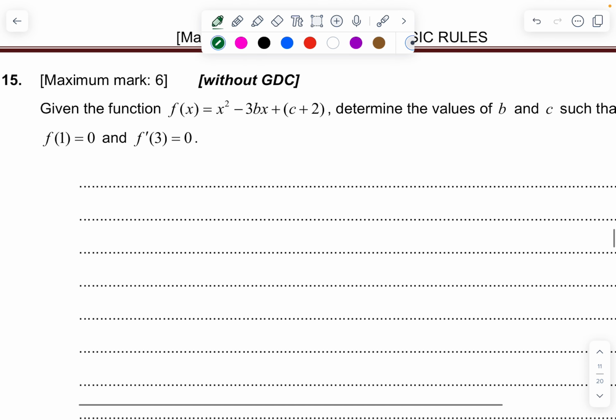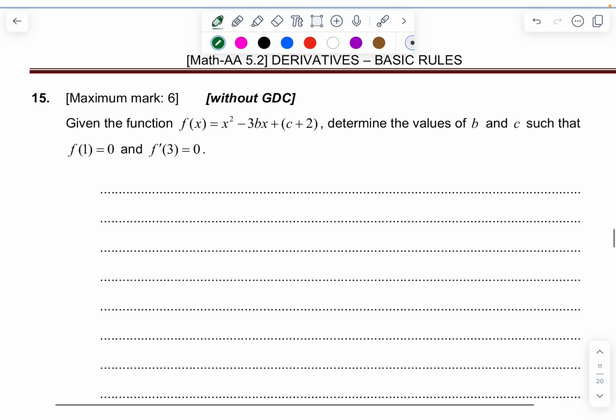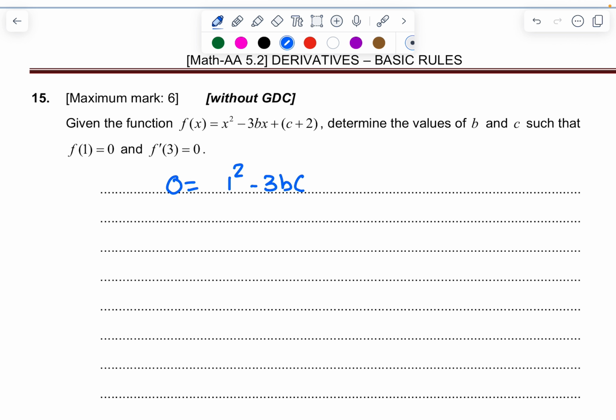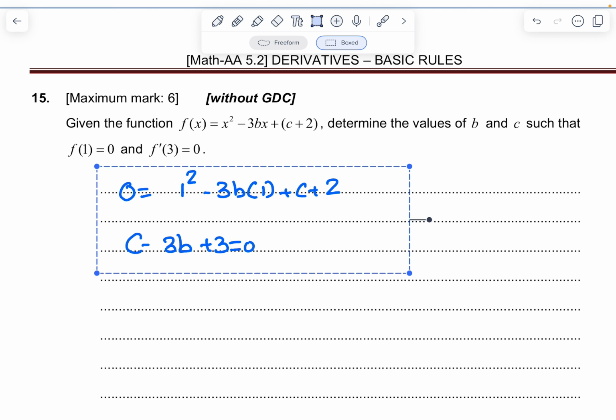Question number 15. The function is given. Determine the values of b and c such that f of 1 equals 0. So 0 equals 1 squared minus 3b times 1 plus c plus 2. So c plus 2. What does it become? c minus 3b plus 3 equals 0. This is one equation.